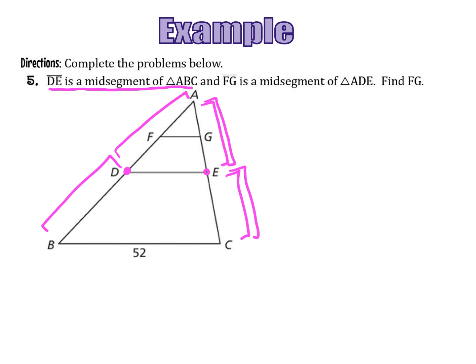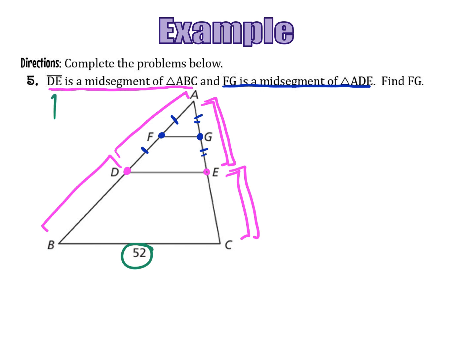Then we're told that FG is the midsegment of triangle ADE, the smaller triangle. So that means I have midpoints here. So this length is equal to that length, and this length is equal to that length. We are being asked to find the length of FG. So my first thought is there aren't any numbers here. How in the world are we going to figure any of this out? So I'm searching around, and the only number that I see is 52. So I must need to start there.